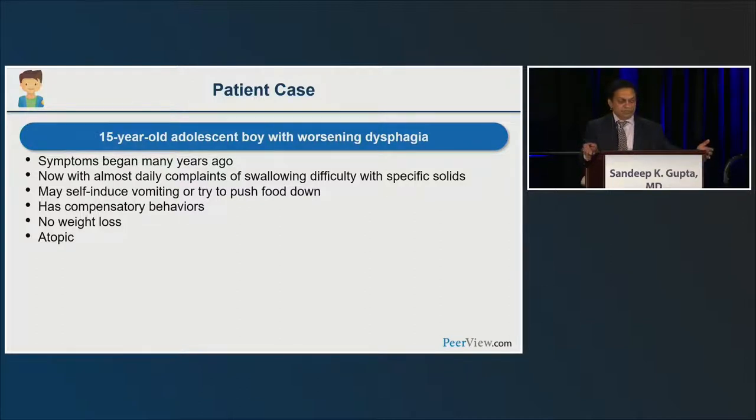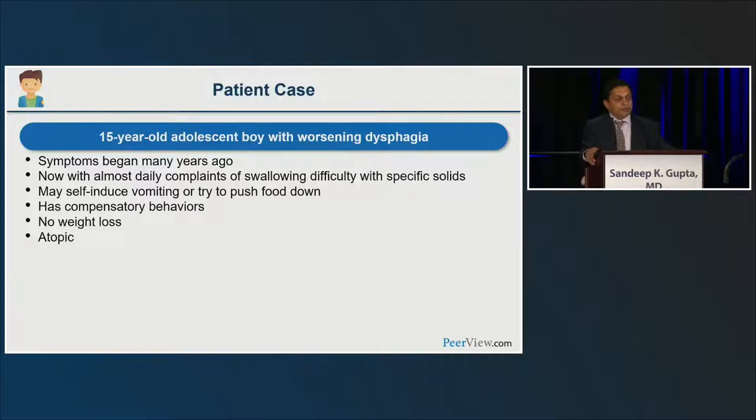So his symptoms began many years ago, which will be different than the symptoms began last night after a pill ingestion and pill esophagitis. So the duration has been many years, and the frequency is pretty frequent, just about every day. And then what does it happen with? Liquids, solids, what type of solids? His are with specific solids, like hard foods, like meats and bread and rice, not so much with applesauce or pureed food, and definitely not with liquids.